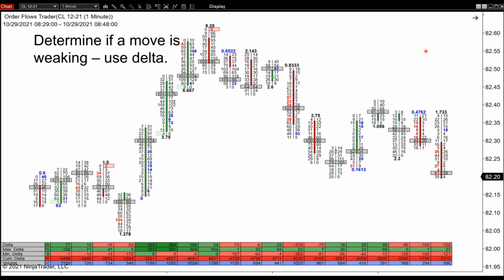Okay, now determining if a market is weakening, okay, use the delta. All right, because after all, what is delta? Well, delta is the difference between aggressive buying and aggressive selling. So if delta isn't getting stronger, then what does that tell you about the move, right? If a market is going up, but delta is declining, then it's not going to do much. It's not going to go further, right? Because what you have now on delta, even though it's positive, is a weaker positive, you have the number of buyers is less.